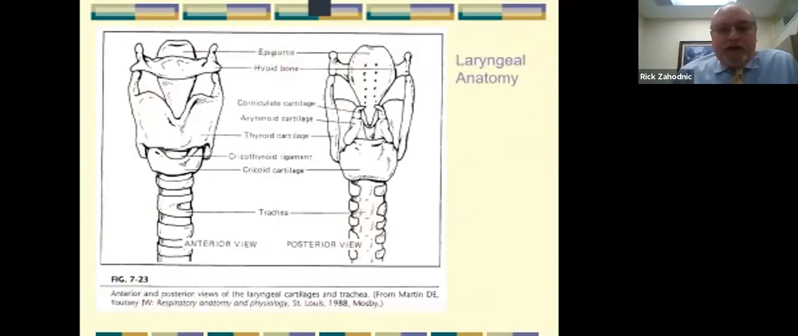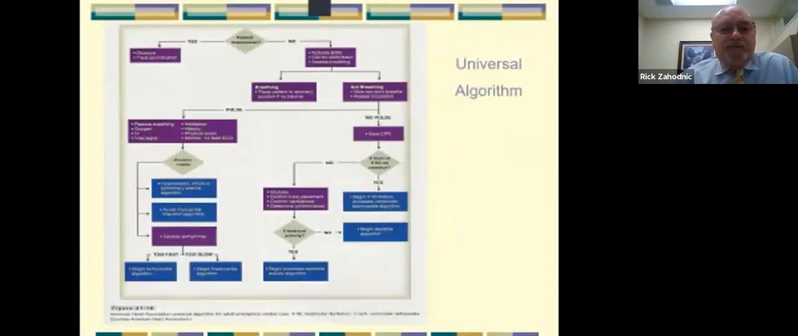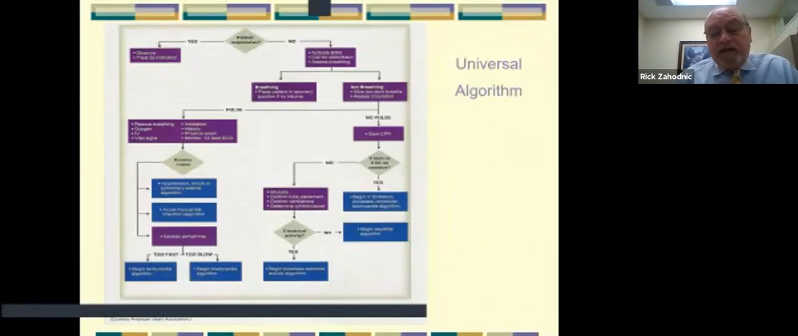There are three paired and three unpaired cartilages that function in the larynx itself. And this is the universal algorithm out of Egan that talks about management of the airway, specifically how we would manage a patient who is in cardiac arrest or respiratory arrest.